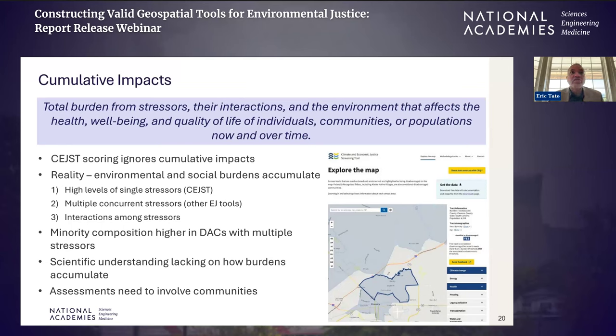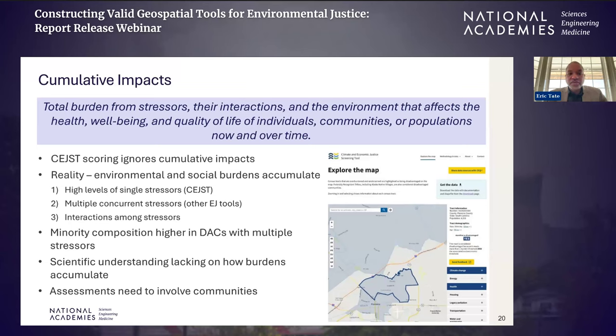However, burdens can also accumulate through multiple stressors that are happening at the same time. And you see this kind of scoring reflected in other EJ tools at the state level. But there can also be interactions among the stressors. And so trying to represent that in scoring can be a challenge. What we do know is that when you consider cumulative scoring, the minority composition is higher in disadvantaged tracts with multiple stressors than in single stressors. And so there is a distinct imprint of racial and ethnic difference just by looking at multiple stressors.